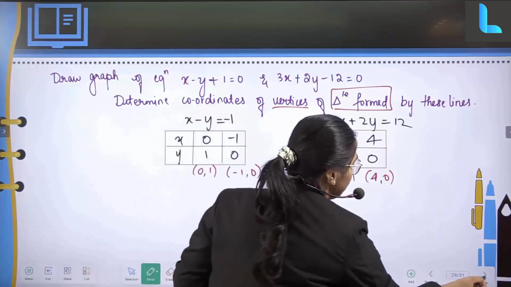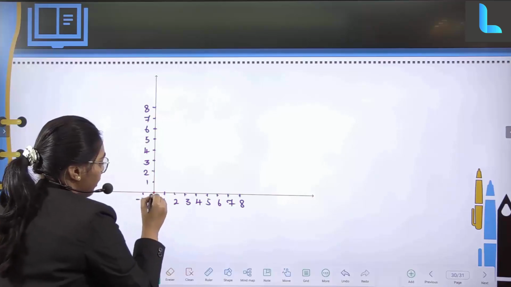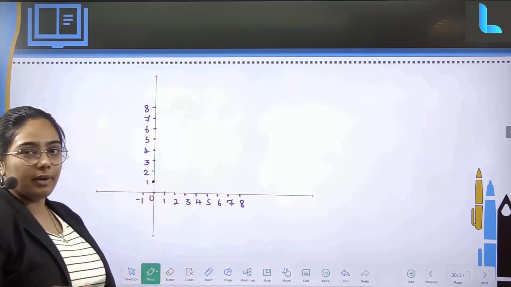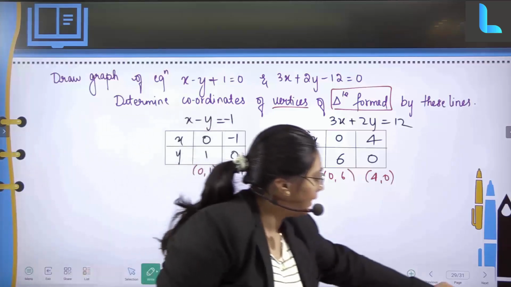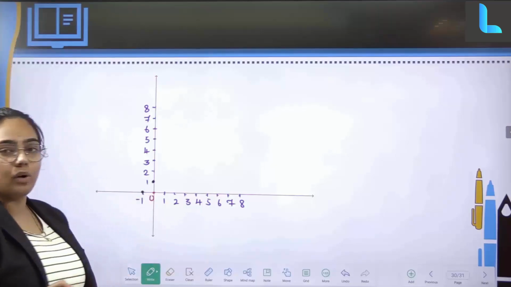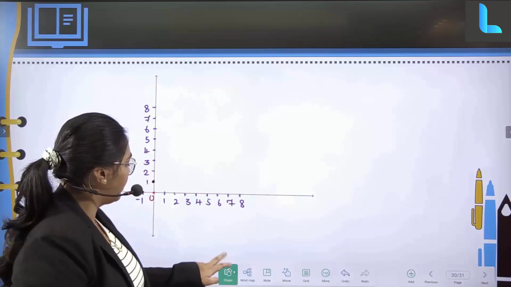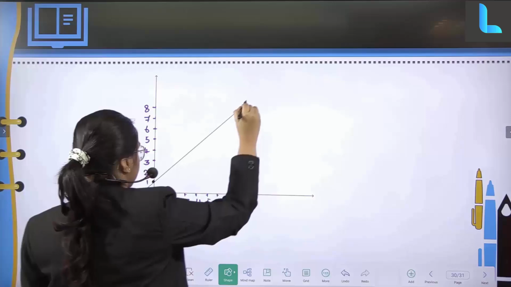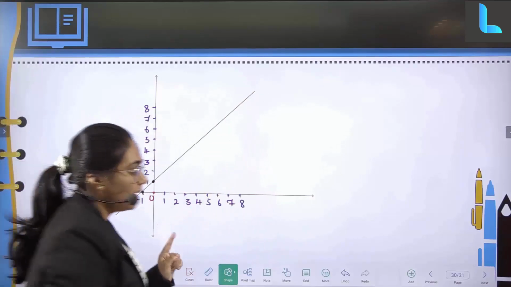0, 1 and minus 1, 0. So I have 0 over here, and 0, 1 is going to fall over here. And then the other point was minus 1, 0. This is the point which I will be having. So when I just draw the line for this, this is going to be my line for the first equation.